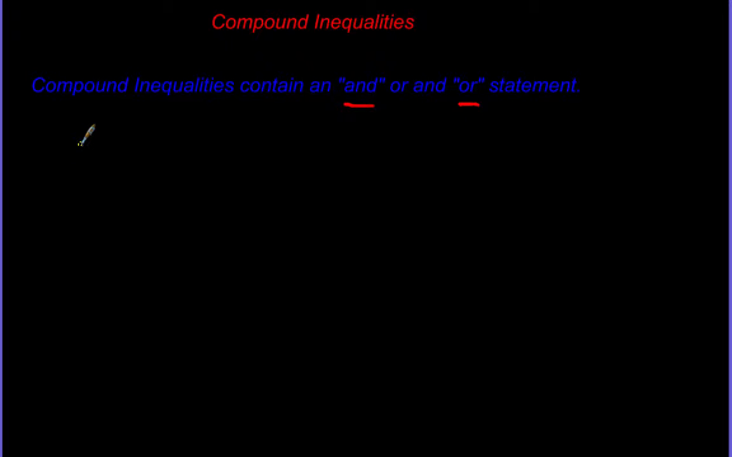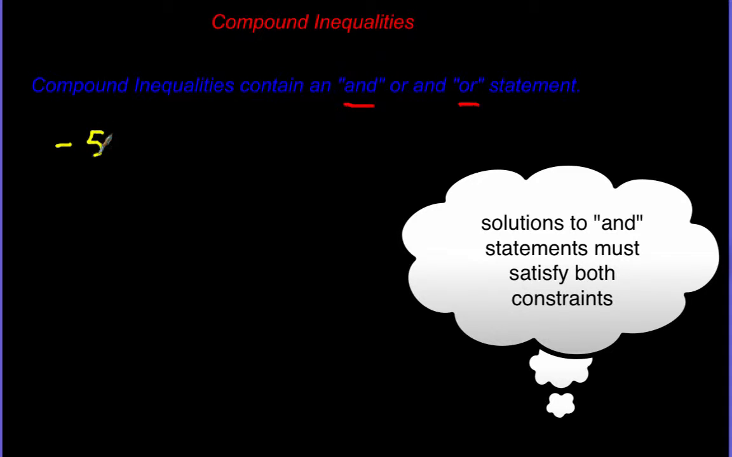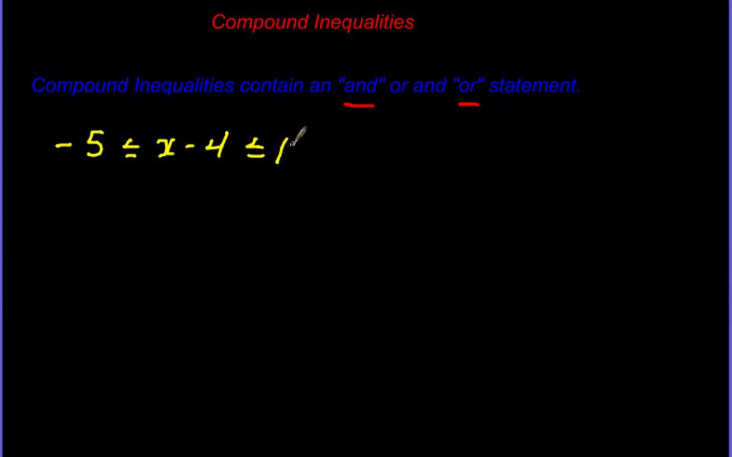So an "and" statement is really going to look like this. You're going to have, let's say, negative 5 is less than or equal to x minus 4, and that's going to be less than or equal to 13. Now there's two constraints going on here. There's two inequalities, and number one of the inequalities is here. x minus 4 has to be greater than or equal to negative 5. That's one of our constraints.